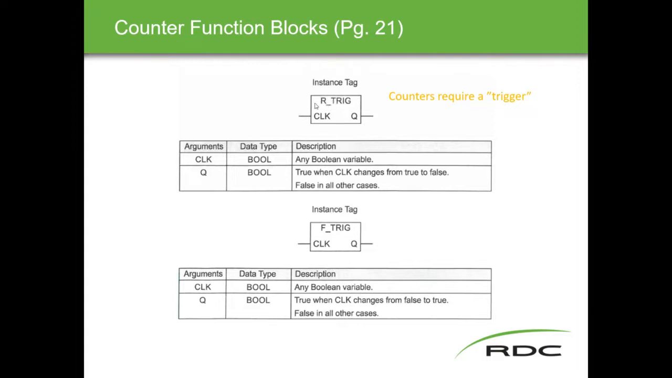R-triggers are usually used for counting up. F-triggers, which are falling triggers, are looking for a one down to a zero, basically. And that's a falling trigger. Not all software, our software, Logix 5000, if I recall correctly, doesn't use these, but you'll find out why if you ever get into this any kind of serious way.